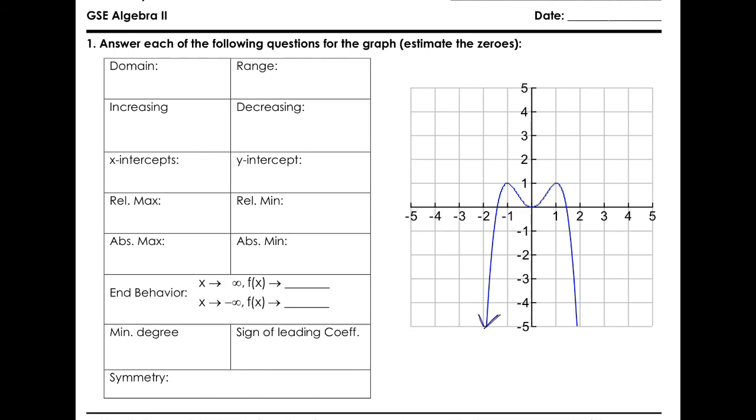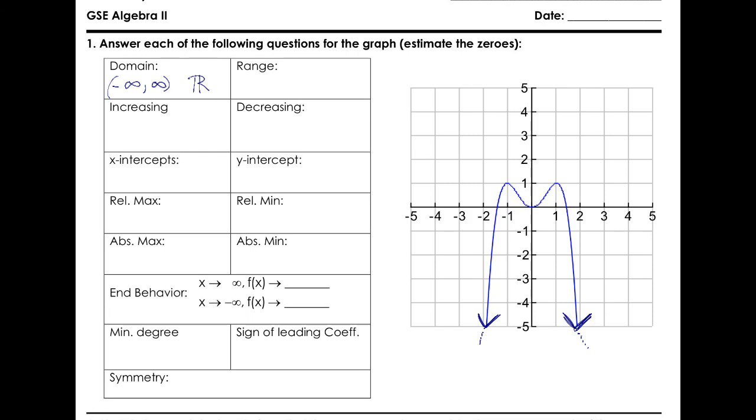We have to assume that there are arrows there. All right, we know that that's going to go left forever, and we know that that's going to go right forever. So your domain is negative infinity to positive infinity, or all reals.